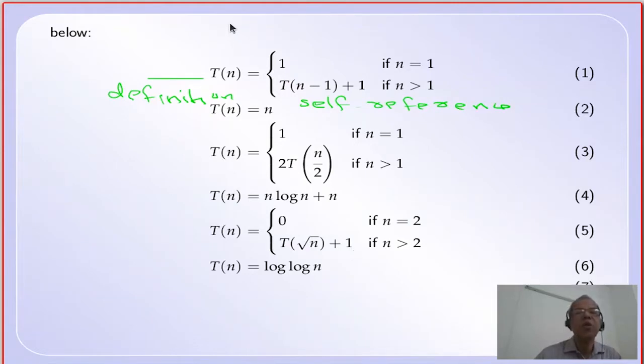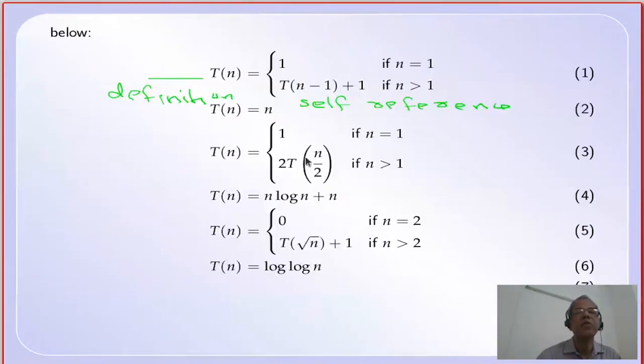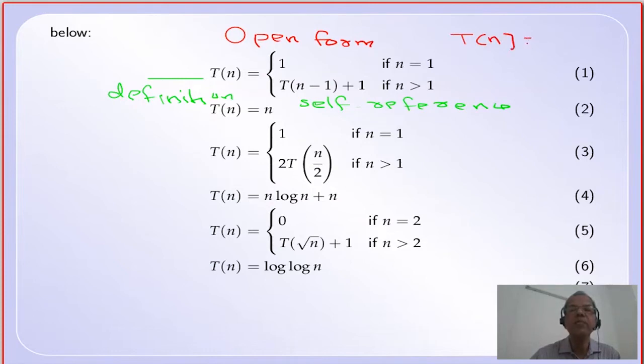This form is called the open form. We want to solve it, and yesterday we illustrated how we can solve it by unrolling and get something like n or n plus 1. This form is called closed form.